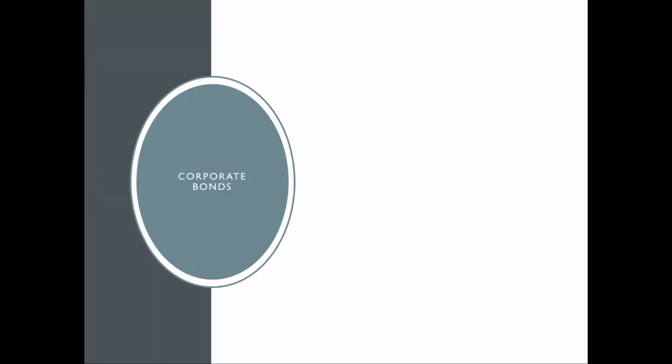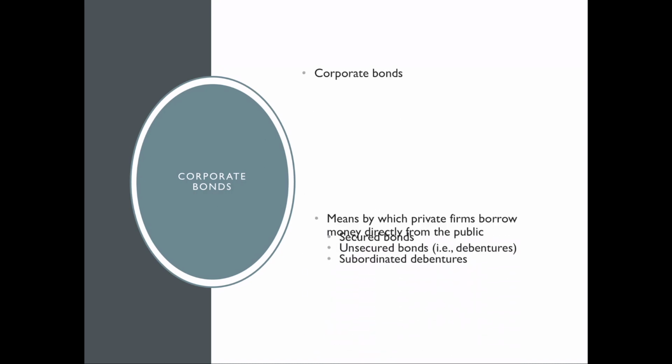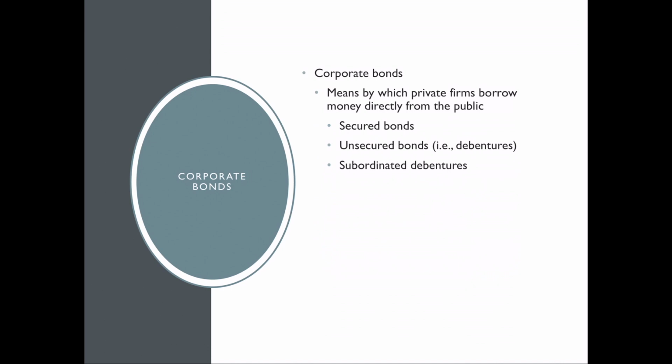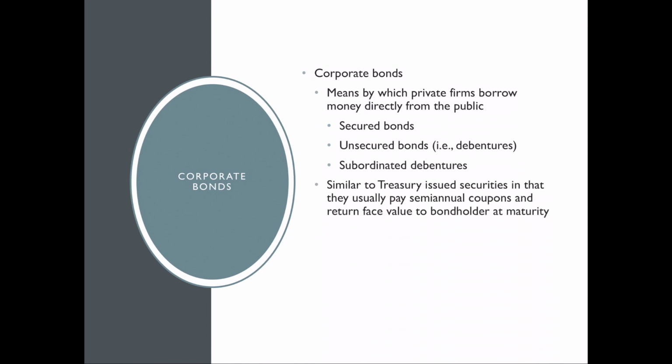Now, going into our corporate bonds. These are a means by which private firms borrow money directly from the public. You have different types of corporate bonds. You have secured bonds, which have some type of specific collateral backing in the event of bankruptcy. Then you have unsecured bonds, which have no collateral, and these are called debentures. And you also have subordinated debentures. So these have a lower priority on their claim to assets in the event of bankruptcy. Now, similar to Treasury issued securities, they typically pay their interest semi-annually, and then they return the face value to the bondholder at maturity.